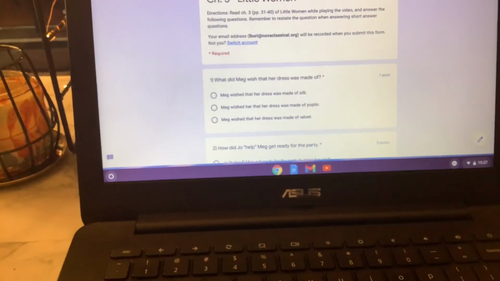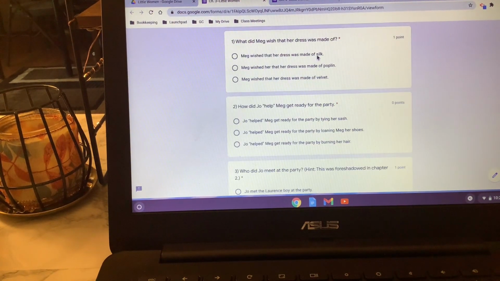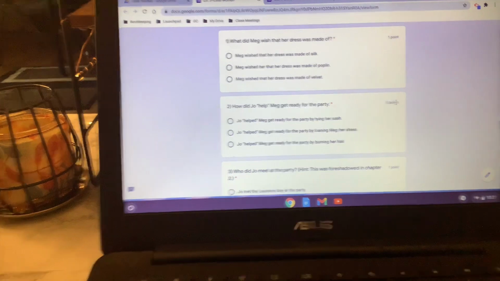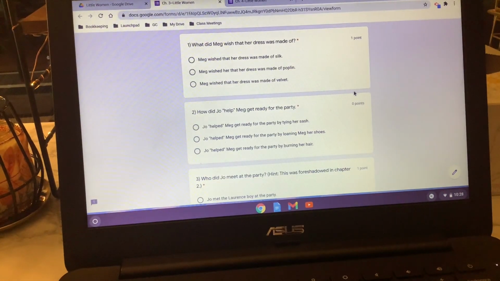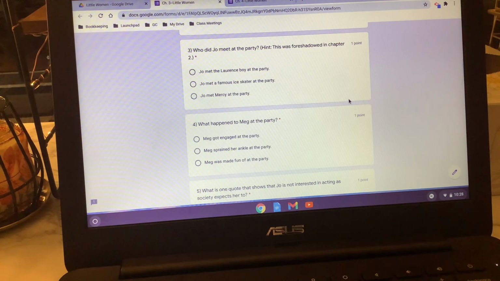All right, so for homework. Number 1, what did Meg wish that her dress was made of? You should have said that she wished her dress was made of silk. 2, how did Jo help Meg get ready for the party? The last one, she burned her hair, which is why help is in quotation marks. 3, who did Jo meet at the party? And hint, I told you this was foreshadowed in chapter 2. She met the Lawrence boy at the party.